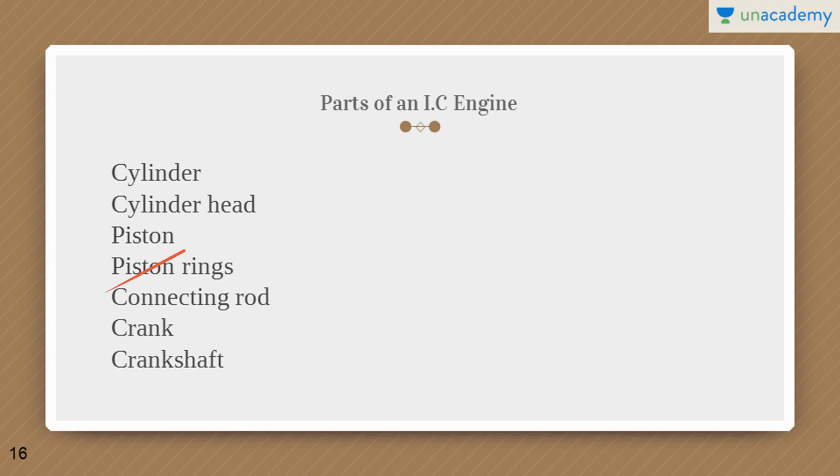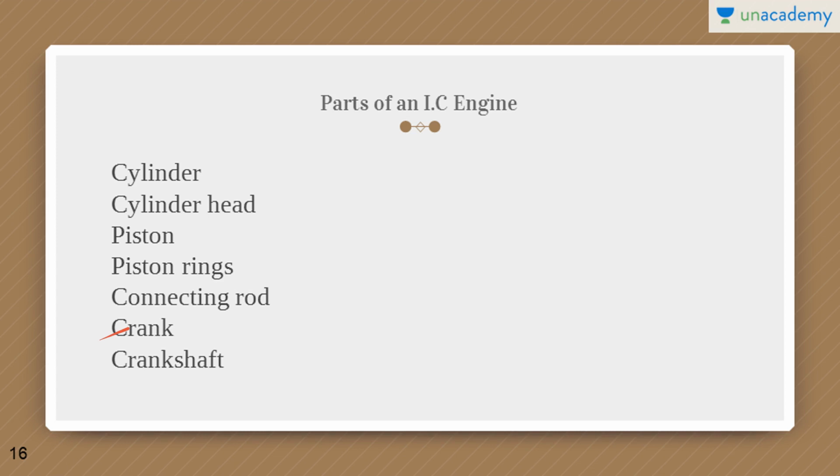Then you have something called the connecting rod. The connecting rod forms a link between the piston and the crankshaft. The upper end of the connecting rod is connected to the piston by means of a piston pin, while the lower end is connected to the crank. Then you have the crank. The crank is nothing but a lever with one end of it connected to the lower end of the connecting rod, while the other end is connected to the crankshaft.